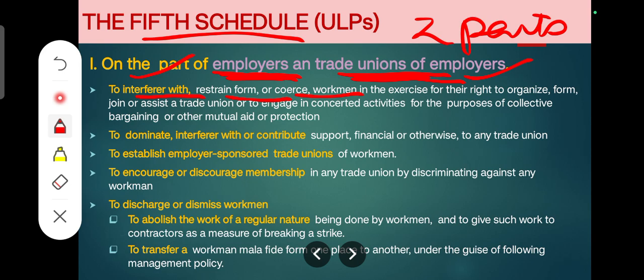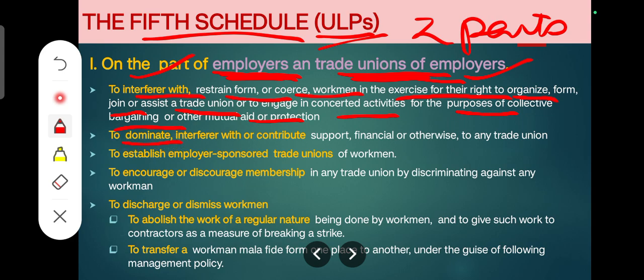The first point is to interfere with, to restrain, to stop them, to coerce them, to make the workmen fearful in exercise of their rights. Whenever the employees are asking for their rights, you are making them scared, you are making them fearful. Whenever they want to organize, form a trade union or join some trade union or assist in a trade union for any concerted activities for the purpose of collective bargaining, so whenever they want to put up a point in a collective manner and they are being coerced, interfered with or restrained from doing so, this will lead to an unfair labor practice.